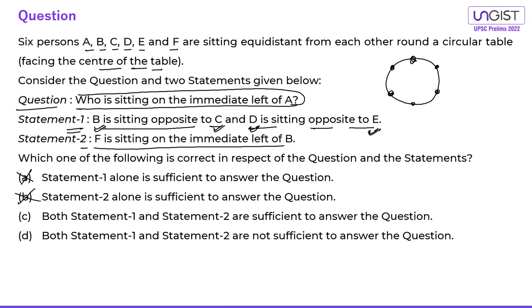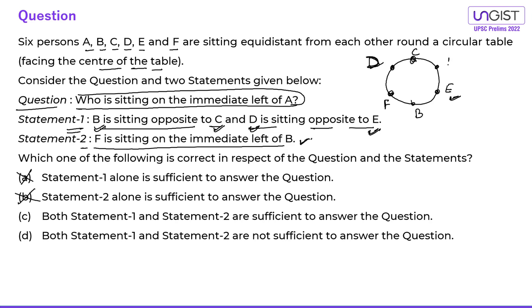Now, if we club these two statements together, let's say this is B and F is sitting on the immediate left of B. After that, the first statement is saying B is sitting opposite to C, so I have written that. And D is sitting opposite to E. So here only this is possible. D is sitting opposite to E.